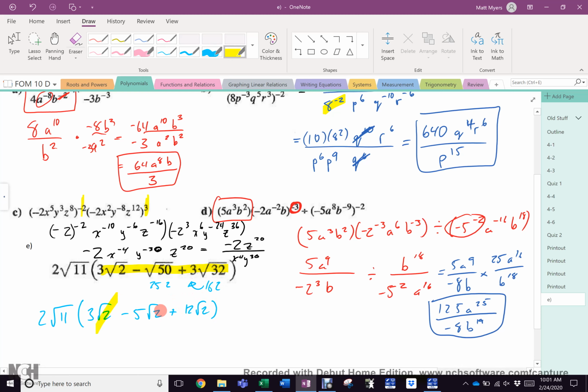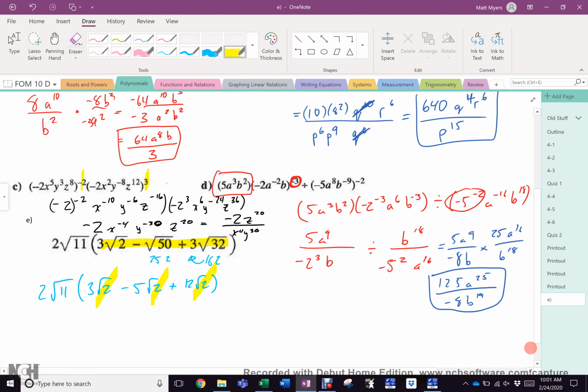Now, what do you see? Root 2, root 2, root 2. What do you get to do? Add and subtract, just like normal. 3 minus 5 plus 12 is 10 root 2. And now we multiply. How do we multiply? Right. 2 times 10 root 11 times 2. 20 root 22. And 22 gets no simpler because you can see right there it's 11 and 2. There's no pairs.